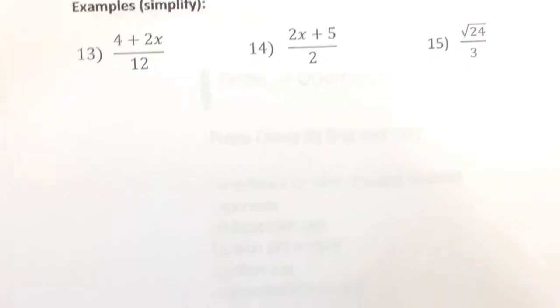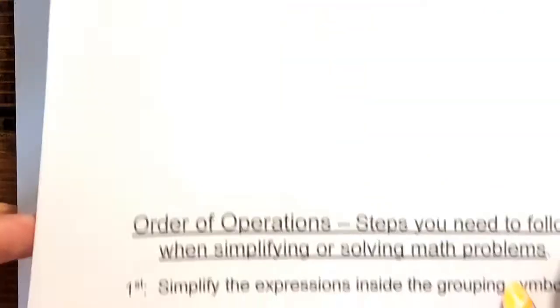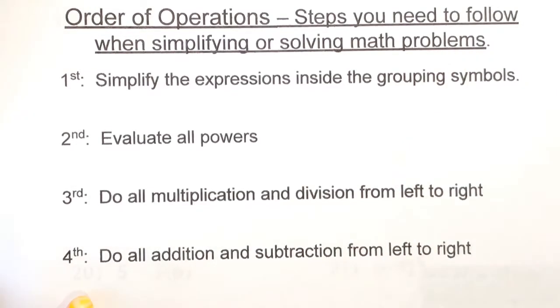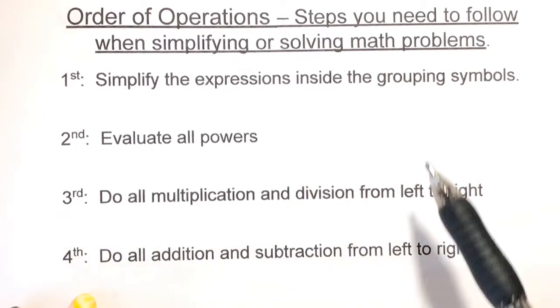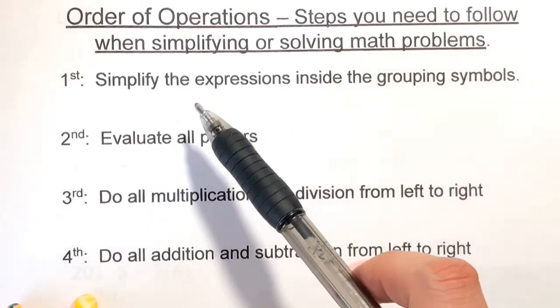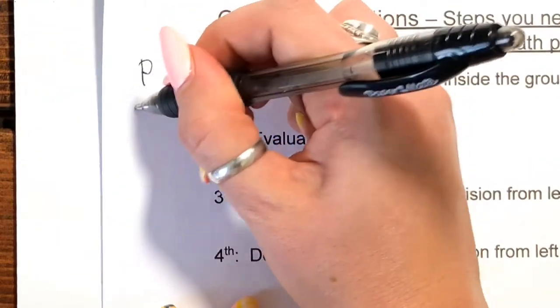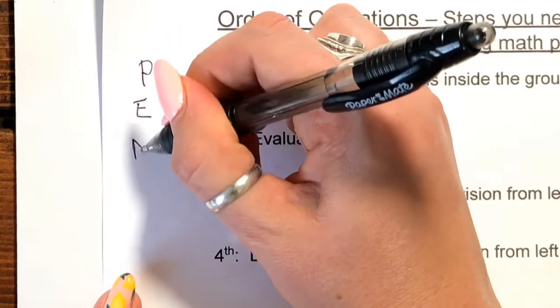The next step is order of operations. Again, a lot of kids learn a cheesy little saying when they first learn order of operations. The saying that I learned was, please excuse my dear Aunt Sally. Let's write that on the side. Or people remember it as PEMDAS.